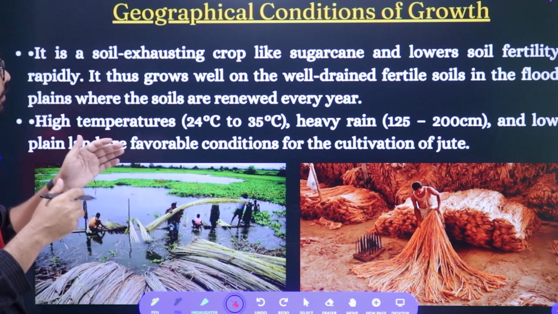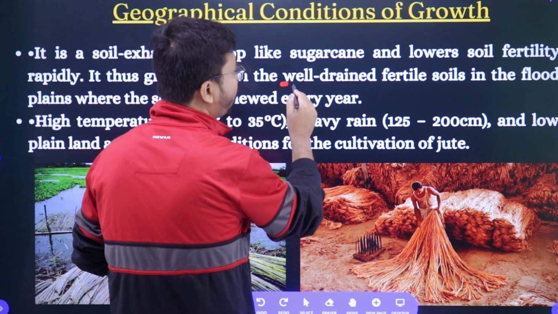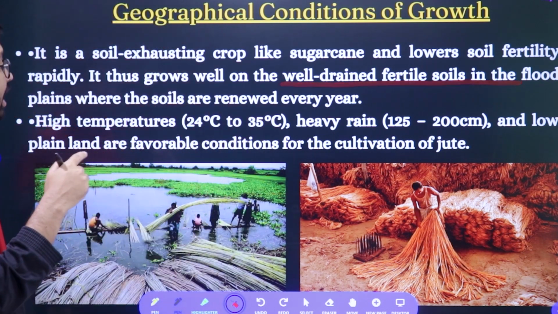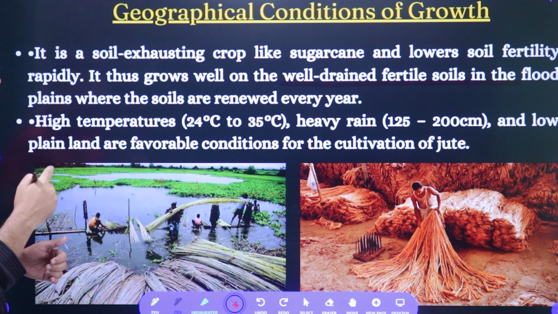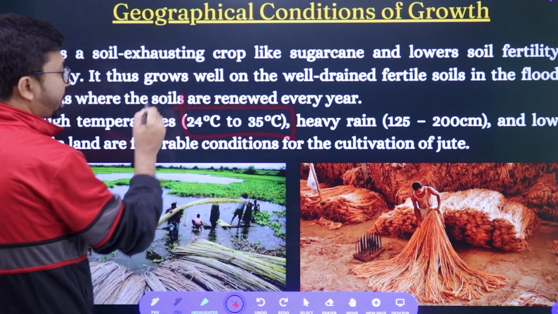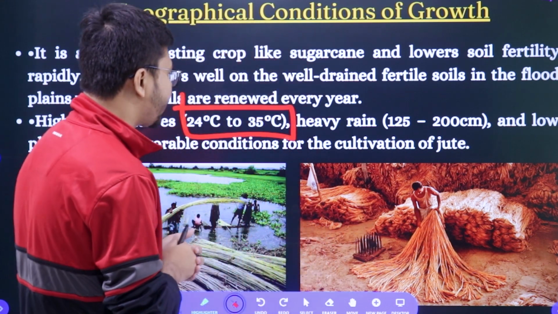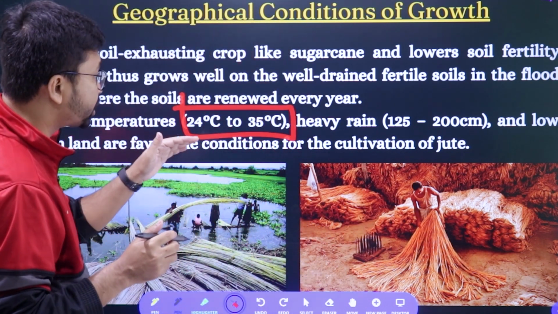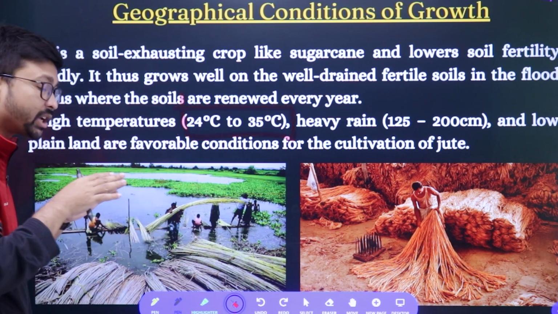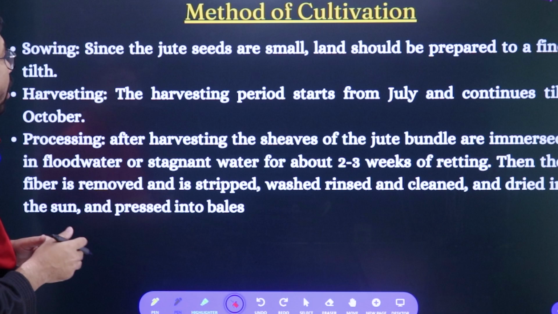So the required conditions for jute, that is a soil exhausting crop. Here you need to focus: well drained fertile soil, and the soil should be replenished, meaning the alluvial soil should be replenished by new alluvium every year, and high temperature. What is the temperature requirement? 24 to 35 degrees Celsius, and heavy rain, that is 125 to 200 centimeters rainfall, and low plain lands are favorable conditions for the cultivation of jute. Why? After harvesting the jute, you need to put it under water for some time. So for that, low land area is a very important requirement.